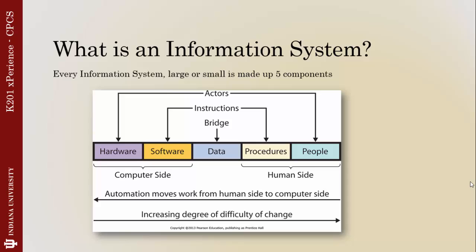These 5 components from left to right are in fact organized in the degree of difficulty it is to change them. Hardware being the easiest of the 5 components to change. You just unplug it and plug a new one in. Software being slightly more complicated, and so on and so forth. People being the most difficult to change in any information system.